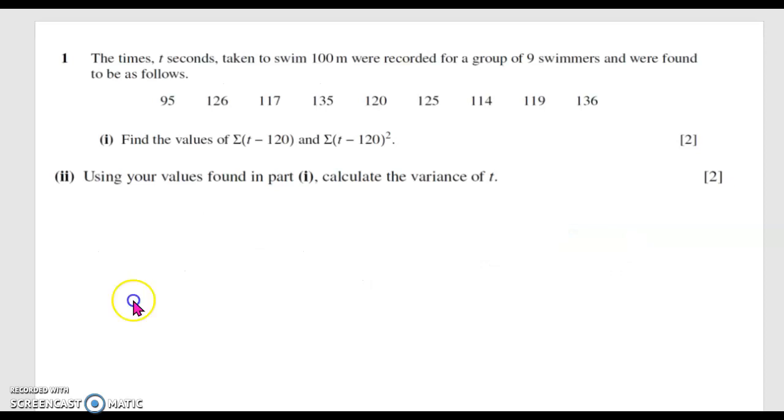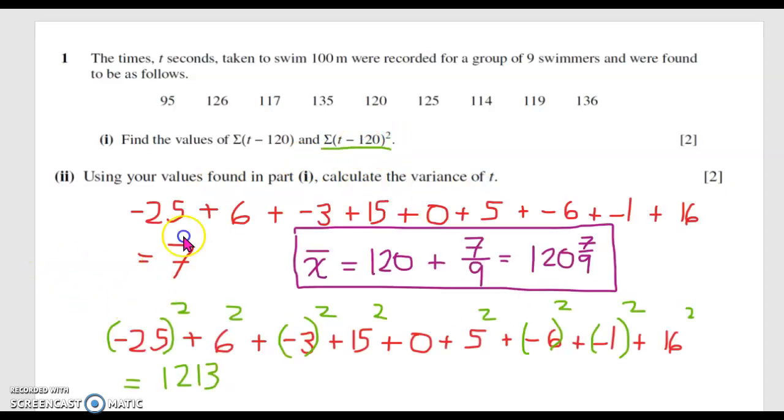Jumping back to that problem we were just on, we still need to find this sum of the differences squared, and then we need to calculate variance. So all you would have to do is take our 9 numbers we got by subtracting 120 from the data values, and just square them all. Square negative 25, square 6, square them all, add them all up, and I got 1,213. Okay?